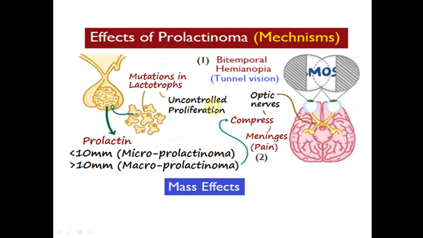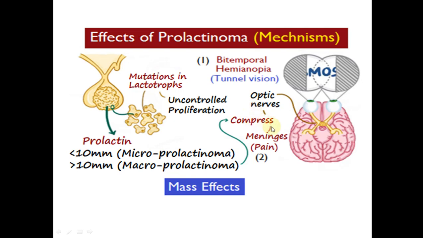Now, the effects of a macroprolactinoma or prolactinoma with a large size include compression of the optic chiasma and the optic nerves. And this will lead to bitemporal hemianopia, in which we can only see in the central region, but we don't see anything on the lateral margins of the visual field. And this is also known as tunnel vision, because it is just like seeing through a tunnel. So the disturbances of the vision occur due to compression of the optic nerve by a large size prolactinoma.